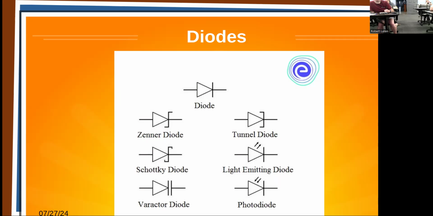The Zener diode is like a normal diode with the cathode represented more like a Z. A Schottky diode is kind of a swastika diode. Its basic difference is it has a lower threshold voltage. The varactor diode we show with the capacitor symbol on the cathode because we're going to use it as a voltage controlled capacitor.